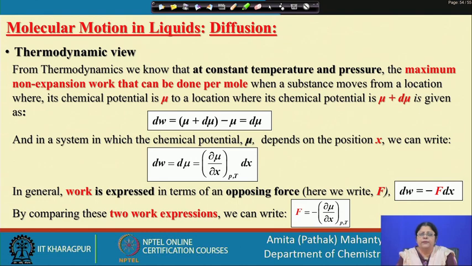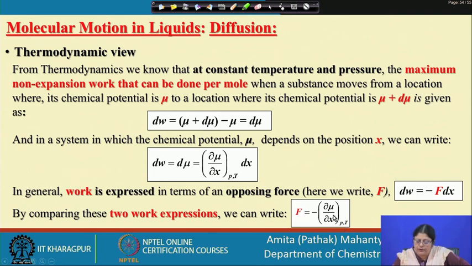You have two expressions of work now. One is in terms of the chemical potential, and another is the general expression of force, in terms of the opposing force into distance. If we compare these two expressions, this is the gradient in chemical potential into dx, and here you have the work expression minus F into dx. Both have dx here. So, we can say that the gradient in chemical potential at a given temperature and pressure can be equated to minus F, or we can say the force is the negative of the gradient in chemical potential at a given temperature and pressure.